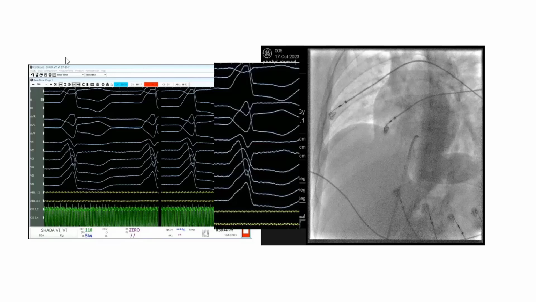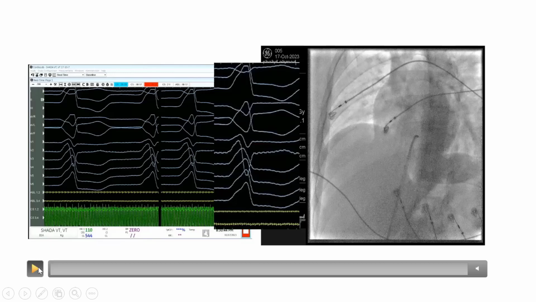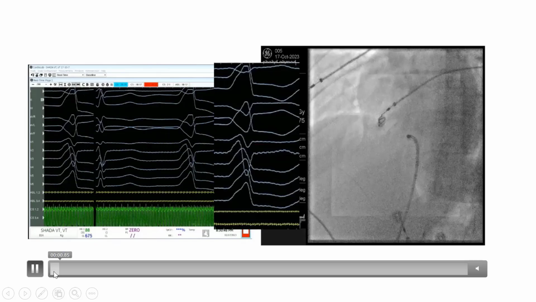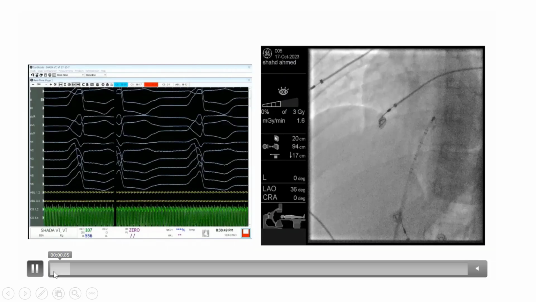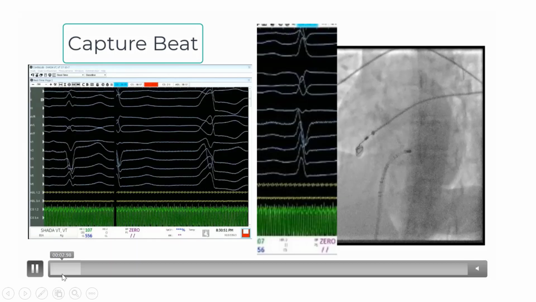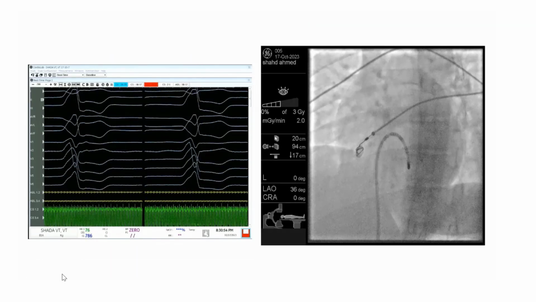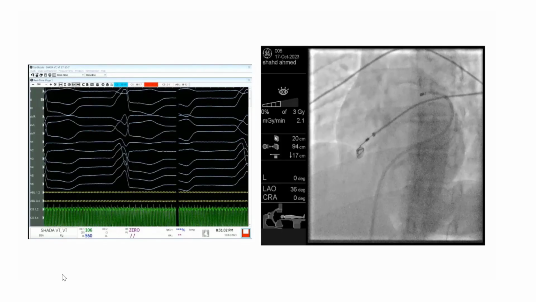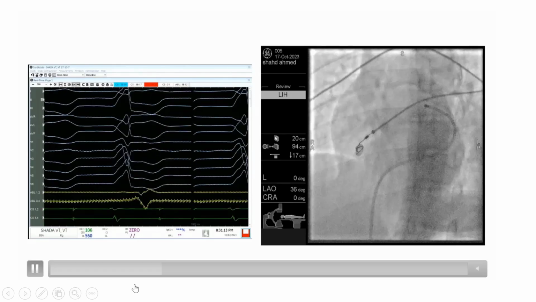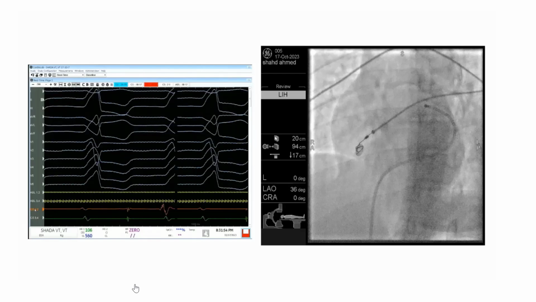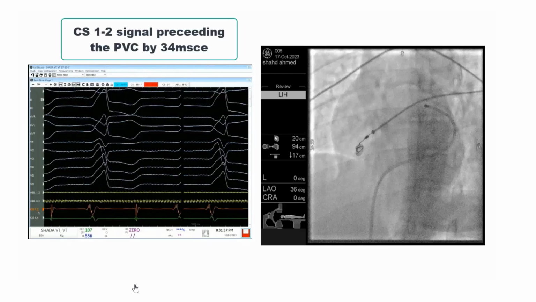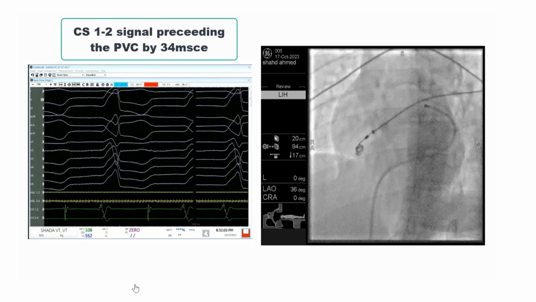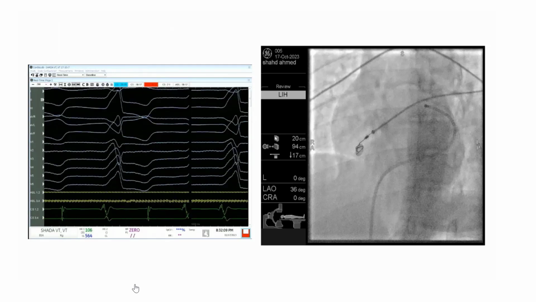and anterior papillary muscle. We start our procedure, as we see here, with insertion of the decapolar catheter into the coronary sinus, and we insert the decapolar catheter deeply into the coronary sinus to map the area of the LV summit, as we see here. We notice that CS 1 and 2 show a very nice signal that was preceding the PVC on surface ECG by around 34 milliseconds.